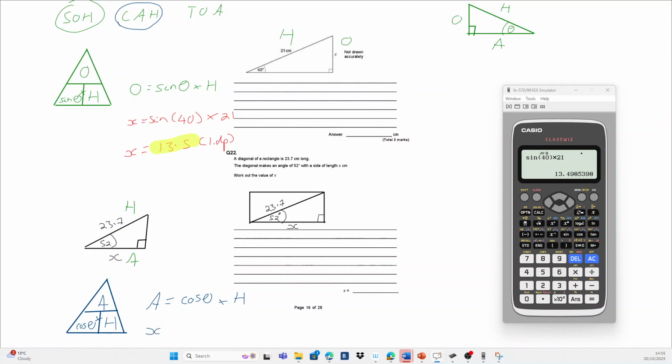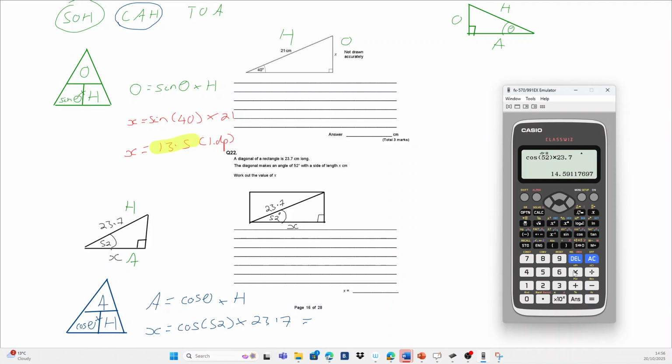So x is equal to cos of the angle theta, and the angle is equal to 52. So cos 52 multiplied by the hypotenuse, which is 23.7. So multiplied through by 23.7. And then you just have to put this into your calculator. So let's do that. So cos 52 multiplied by 23.7, which gives us this.